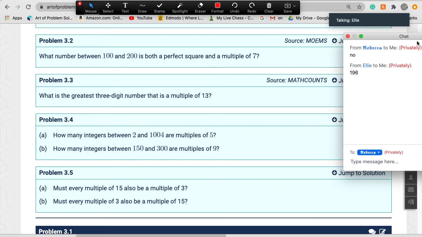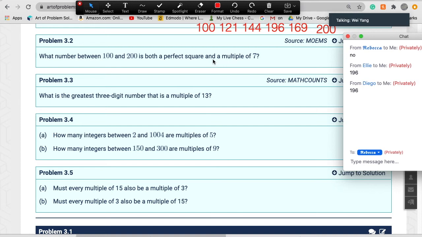Now let's see. What number between this and this is both a perfect square number and a multiple of 7? No. And then it's also 200, I think. Ellie, wait, I'm sorry. I need to send it to you, even though you already got the answer. Yeah, Dago also got a correct answer.